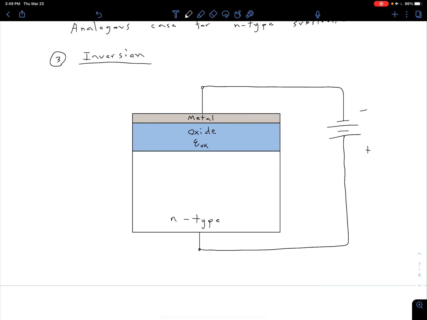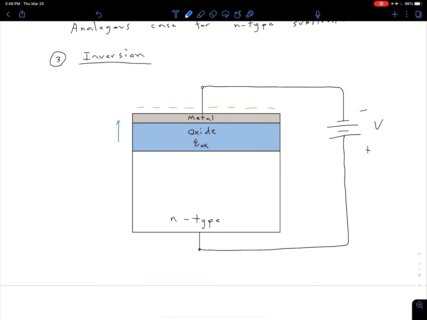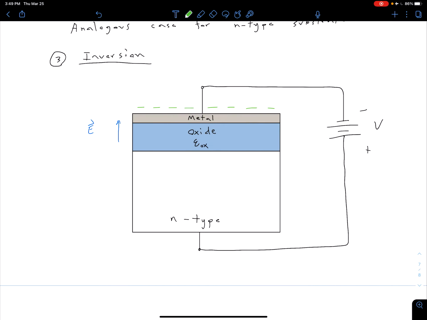So this is negative, positive, this is some voltage. And what's going to happen is we're going to have negative charges on our metal. And because we have a majority of electrons in our N-type region, they're going to be repelled away from the interface by the electric field that is induced across this oxide. So we have an electric field in this direction. And eventually we're going to create a depletion region. So we create this depletion region and we're going to leave behind fixed ionized dopant atoms. So we get something like this in our depletion region.